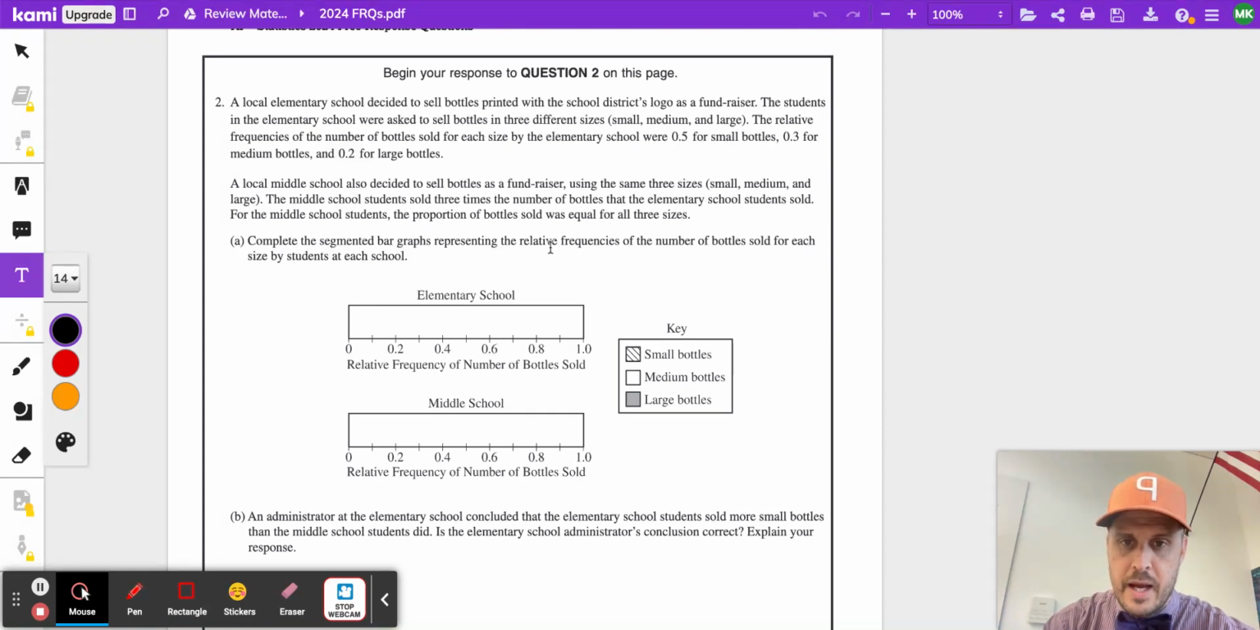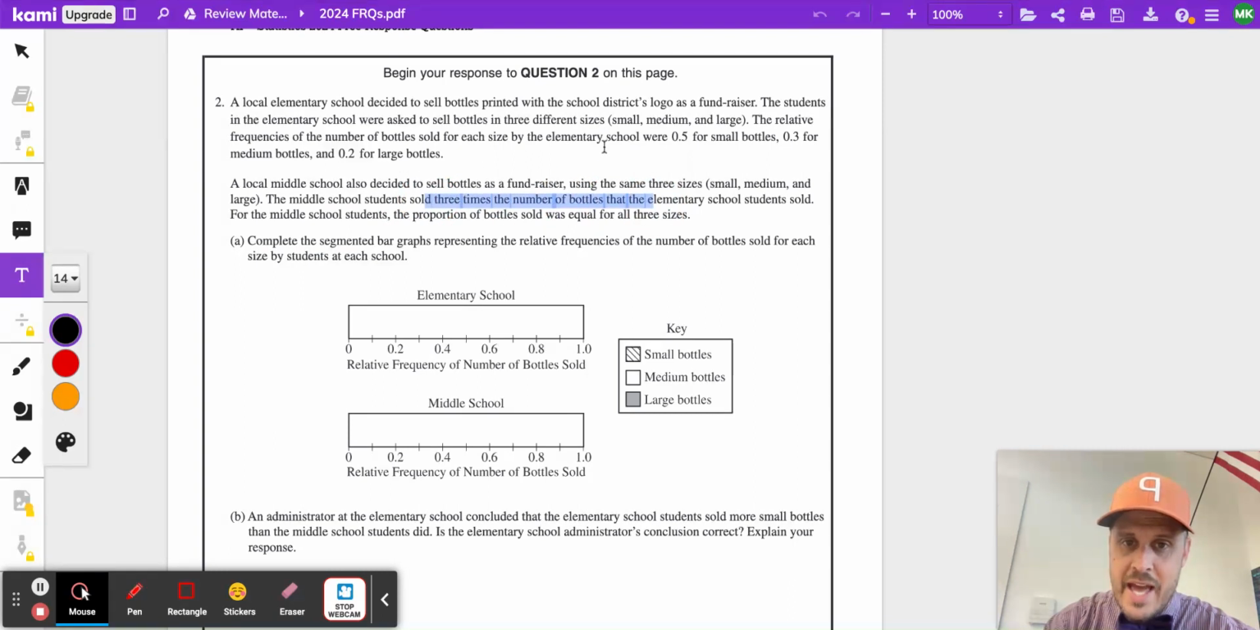Oh, wait, I misread this. The relative frequencies of the number of bottles sold for each size by students at each school. Oh, no. The proportion of bottles sold was equal for all three sizes. Oh, so at the middle school, it's 1/3, 1/3, 1/3. So you want to go 0.33 and 0.67. So here, it's 3 times the number of bottles.